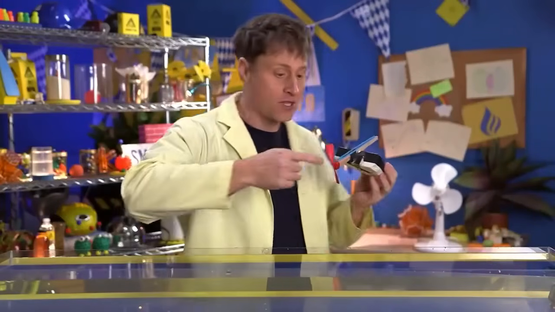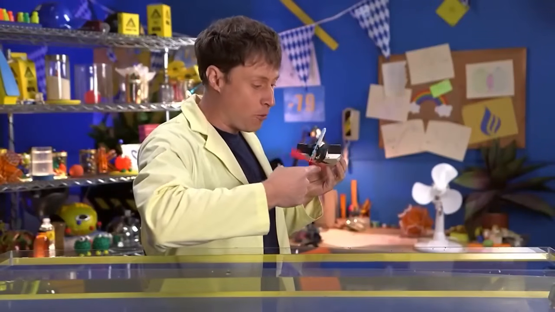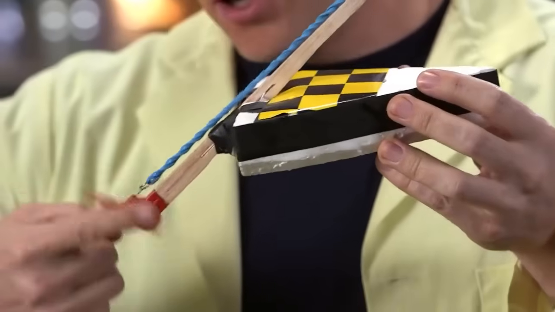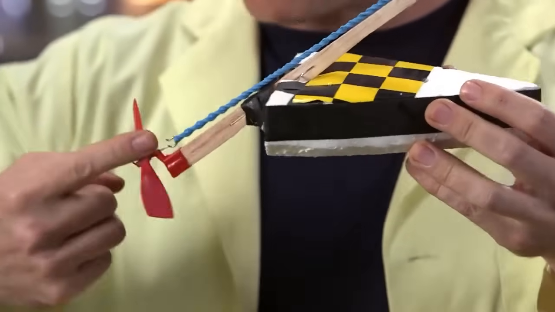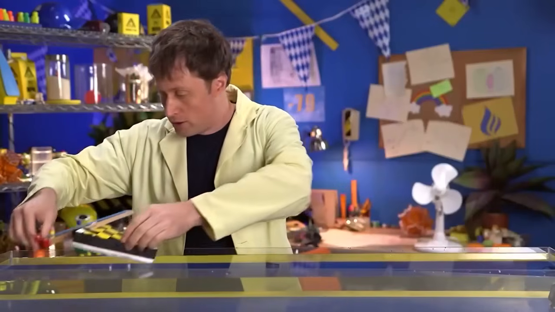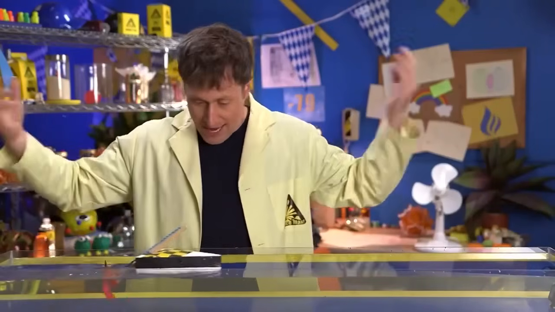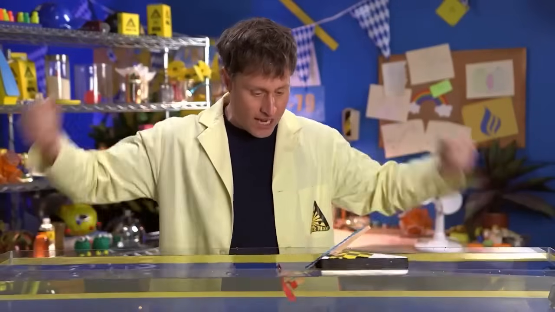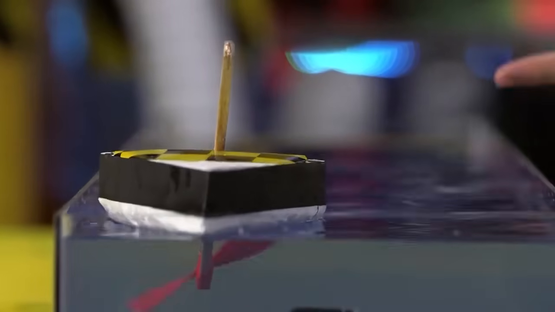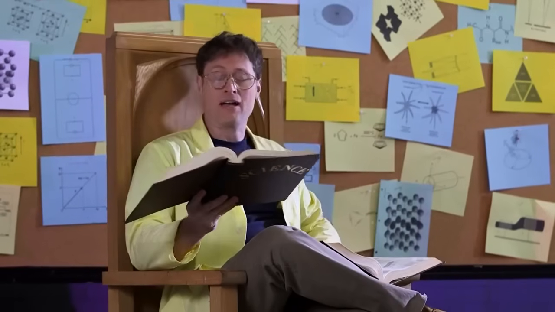Now, this is a propeller-powered boat. And what you do is wind up the propeller. I have an elastic band here to store the amount of energy I put in. And then you put it in the water, the propeller spins, and the boat goes forwards. It's being propelled by the propeller. That's why you call it that. Oh, hello there.